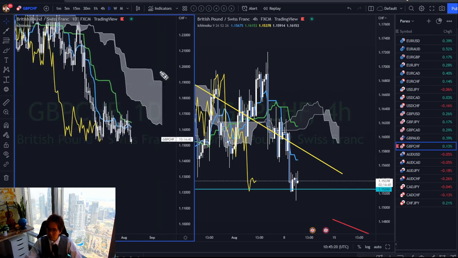I'm talking about the Kumo Senko span A and B down, and Kijun Sen down. Chikou span was below candles. So when I saw that, it was a downtrend because of the breakout. So this is a daily time frame downtrend.